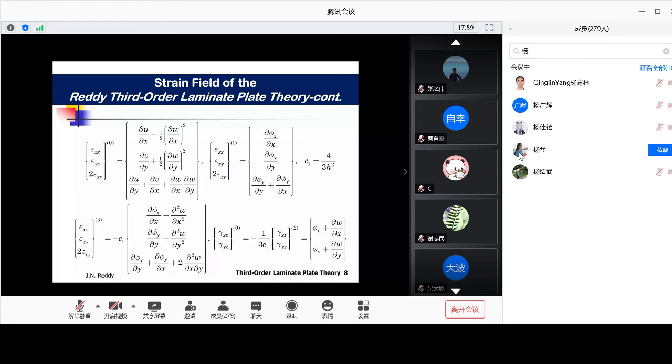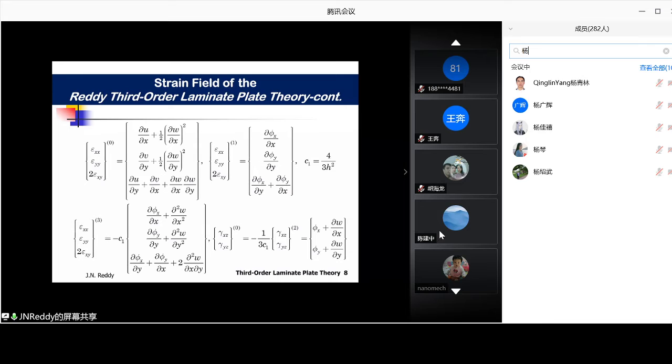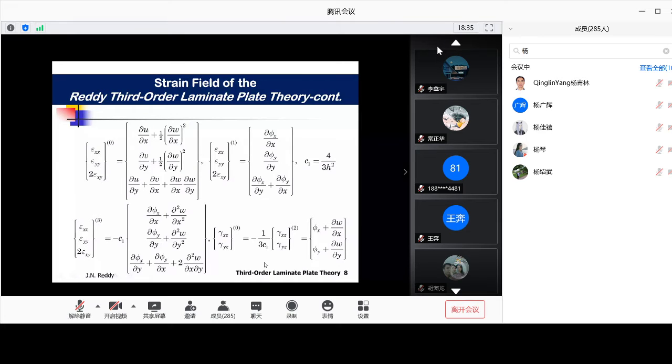We can go and compute the strains, including the von Karman type nonlinearity, which I showed here, dw/dx whole squared, means we are assuming the strains are small, but the rotations are moderate. That means if you have a plate that is bending, so there is a rotation about x-axis, rotation about y-axis. So these rotations could be moderately large, and that's what von Karman nonlinearity brings in. And so this is the third order theory with von Karman nonlinearity included.